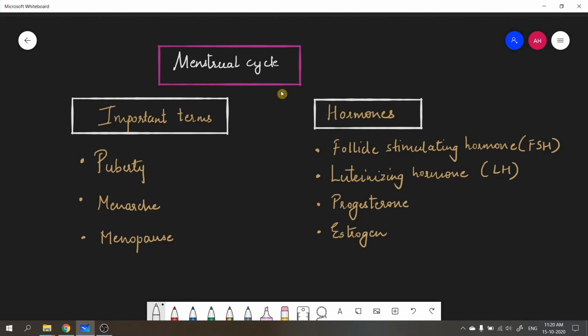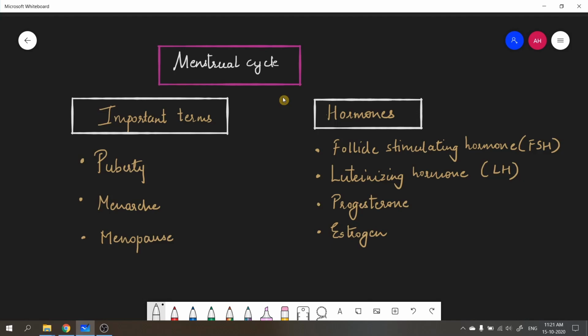So what is menstrual cycle? It is a typical cycle that occurs in all female primates including humans. And menstrual cycle is a 28 or 29 days long cycle which consists of cyclic changes that occur specifically in the uterus and the ovary of the female reproductive tract.